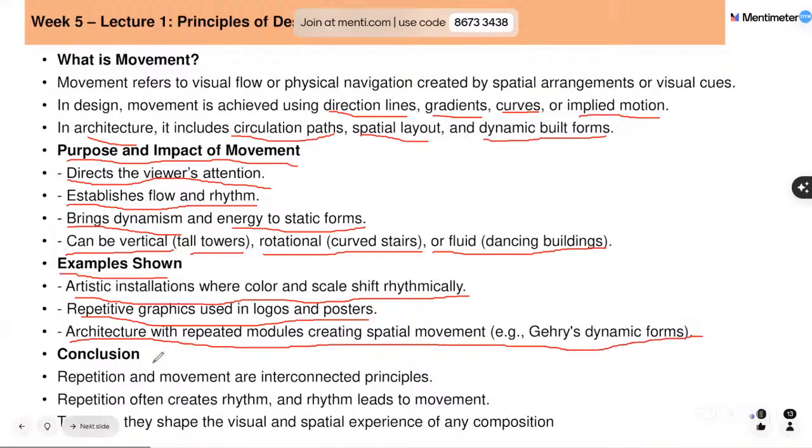And then we concluded that repetition and movement are interconnected principles. Repetition often creates rhythm, and rhythm leads to movement. Together, they shape the visual and spatial experience of any composition. Then, what did we see? Just 1 minute.